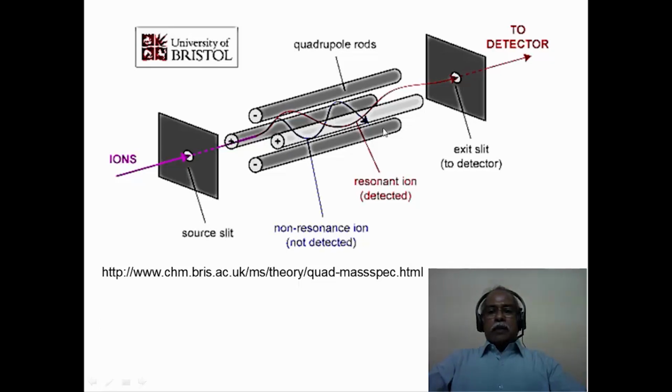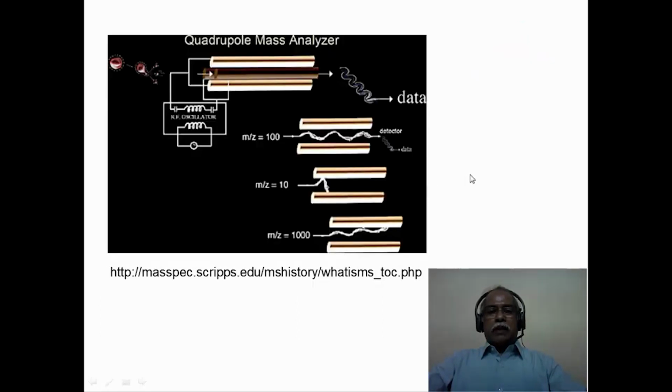Only a certain m by z ratio will pass through this analyzer for a given applied voltage and radio frequency voltage. All the other m by z values will get destroyed by hitting the walls. So by scanning the voltage, one can take one mass at a time and pass it through the slit here into the detector, and thereby detect the mass of this ion. This is given in another diagrammatic representation here. For example, this is a quadrupolar analyzer.